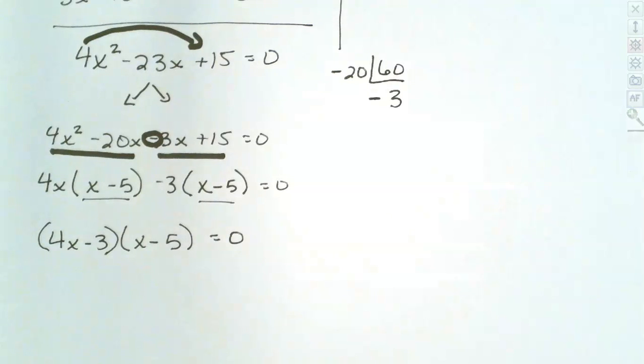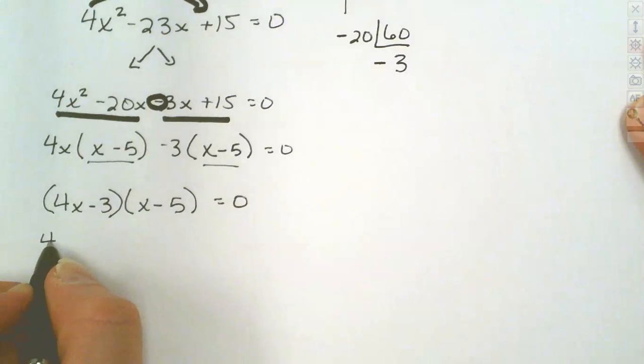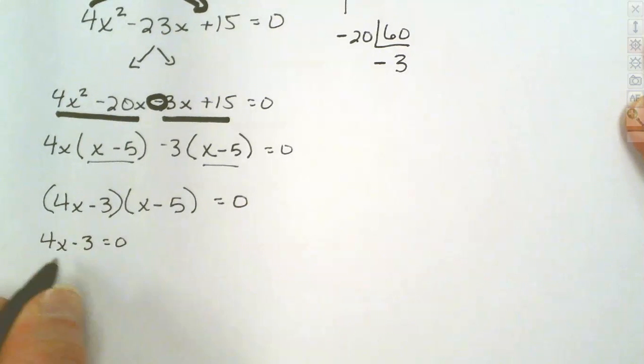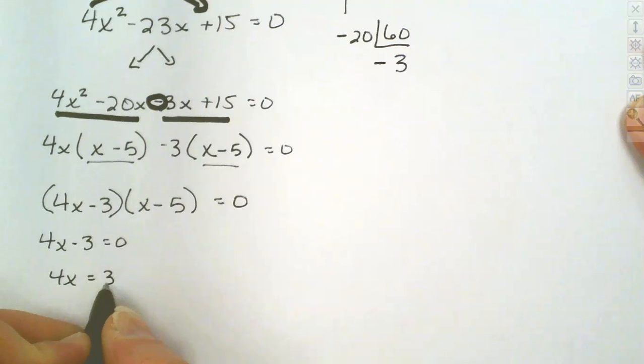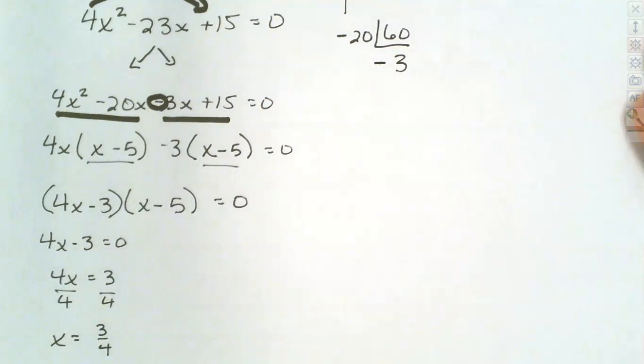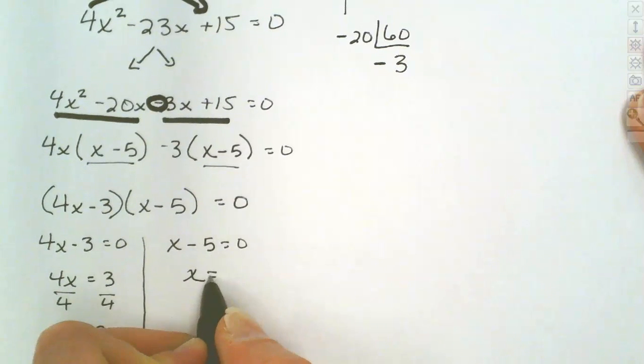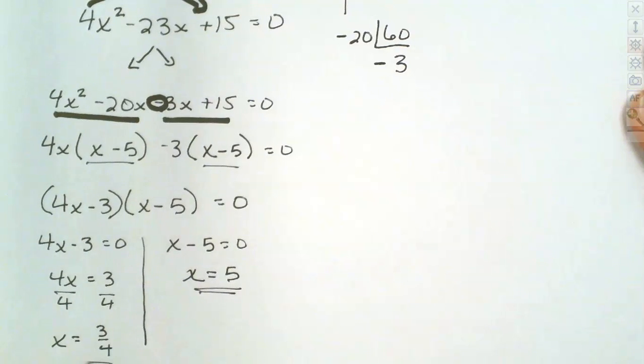So we're mostly done. Now again, when we get our answers, we're not done because we have to check those answers. So our possible solutions would be 4x minus 3 equals 0. So 4x equals 3. Divide by your 4. And that leaves you then with x equaling 3/4. What about the other one? Well, the other one is x minus 5 equals 0. Moving it over, x equals then 5.